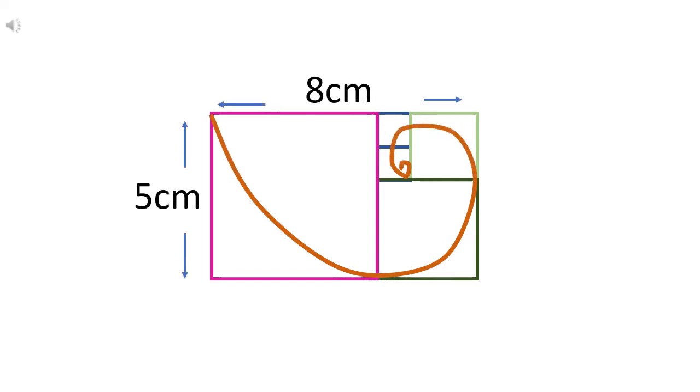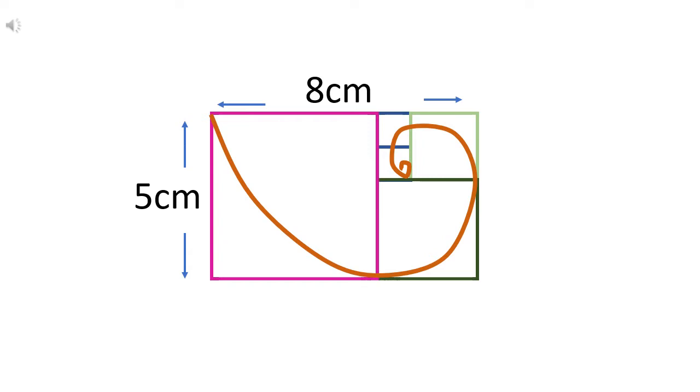Start the sequence by drawing 1 cm by 1 cm square. The next number is also 1. So draw one more square with 1 by 1. Then draw a 2 cm by 2 cm square. Then 3 cm by 3 cm square. And then 5 cm by 5 cm square. Here you will get a rectangle with 5 cm by 8 cm. This is known as golden rectangle.